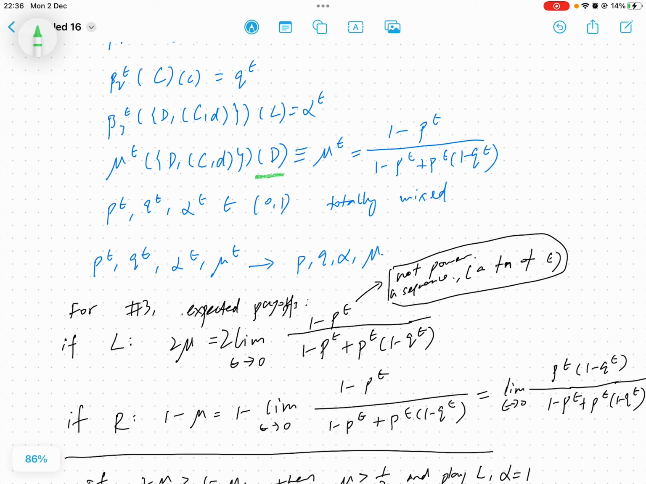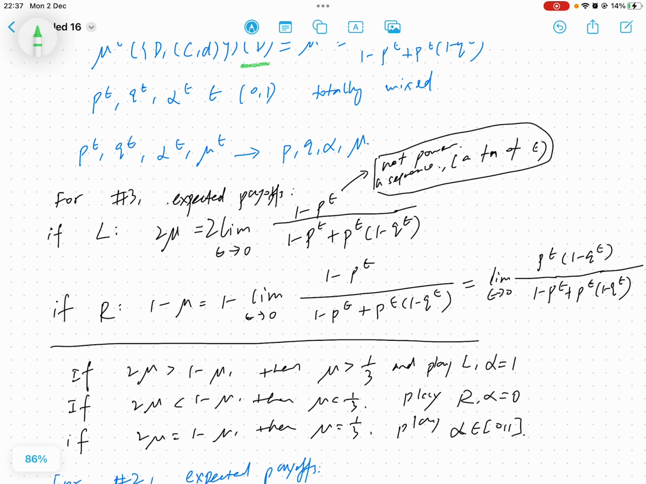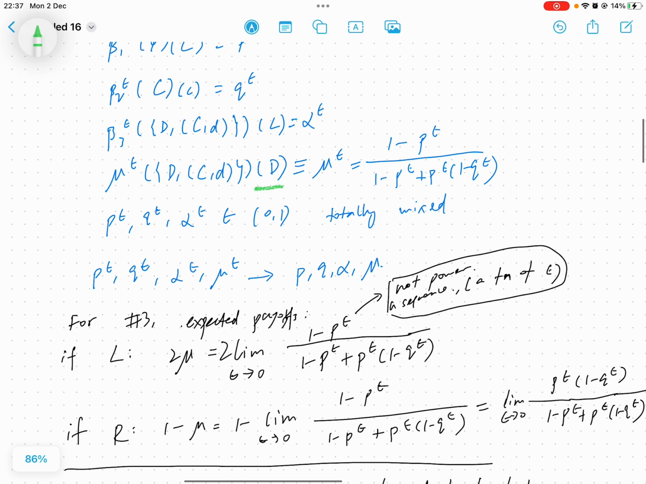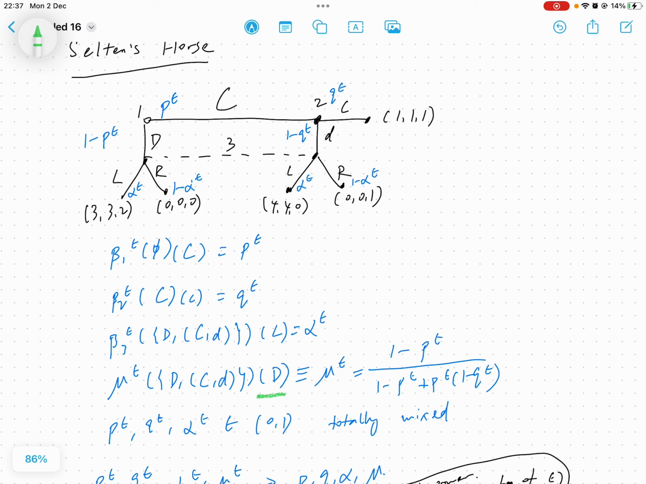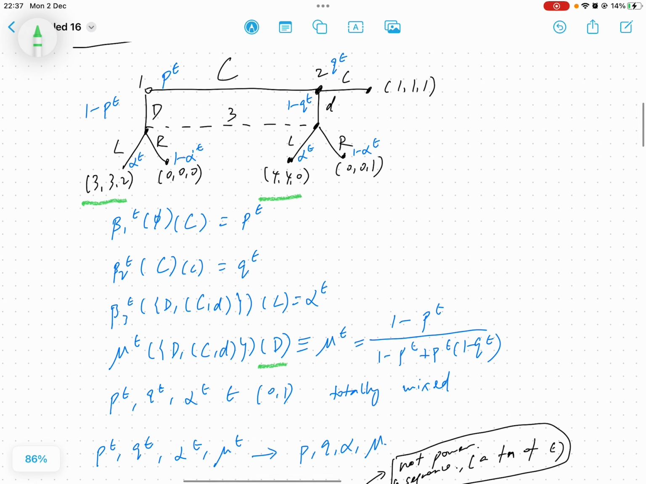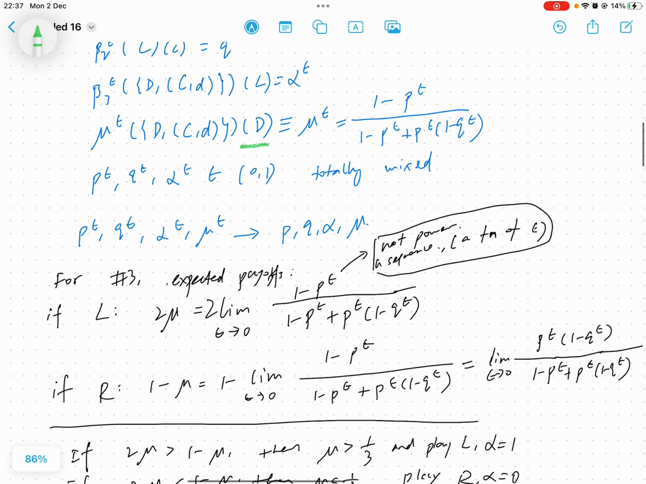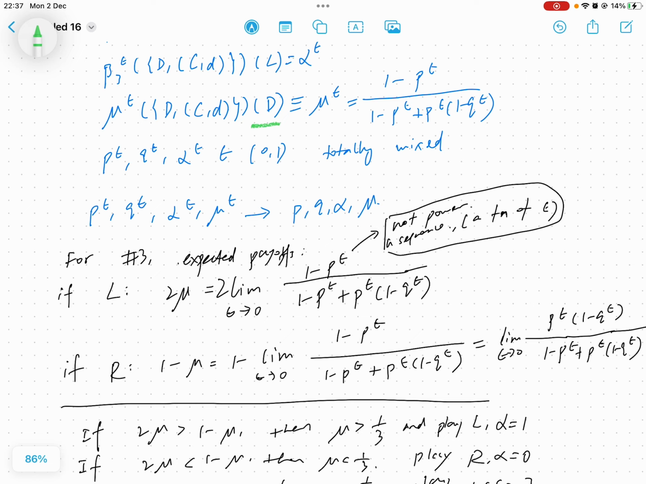Okay, good. So let's analyze this game and solve it backwards. Player three is the last player to move, so now we write down the expected payoffs for player three. First, if player three plays L, then we have those possible outcomes, right? So this would be simply 2 times mu, where mu is the probability for this capital D. And if he plays R, then we have 1 minus mu.